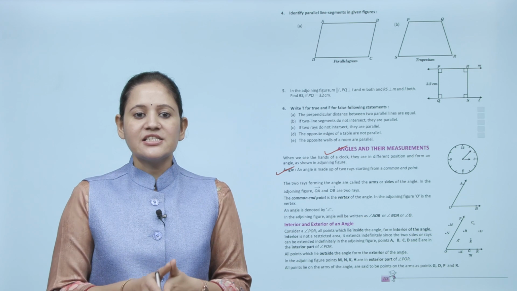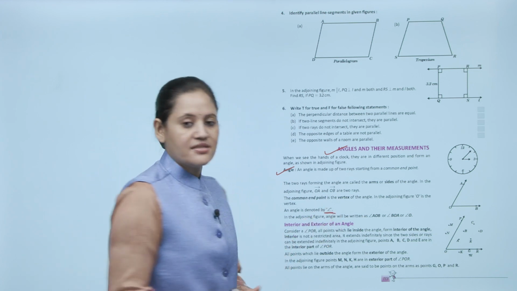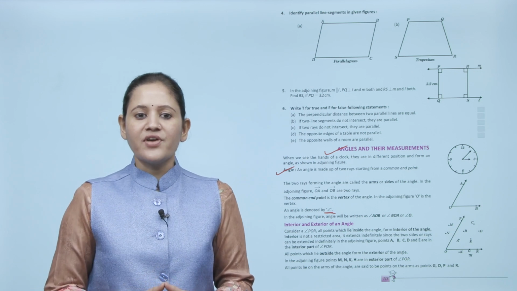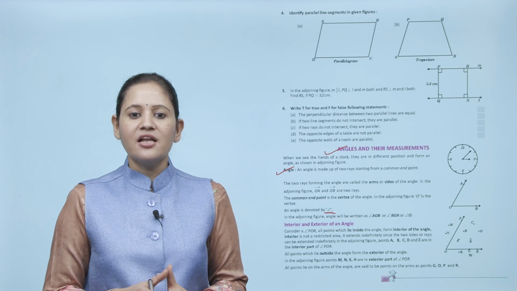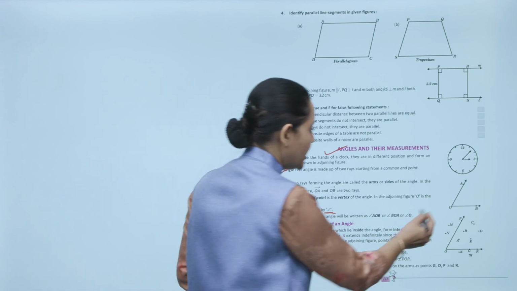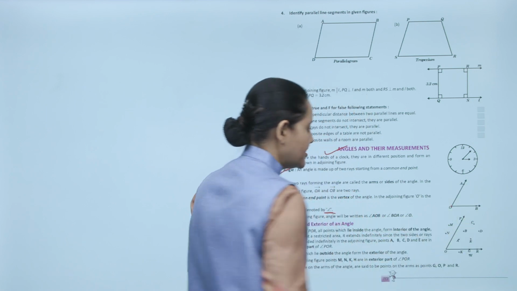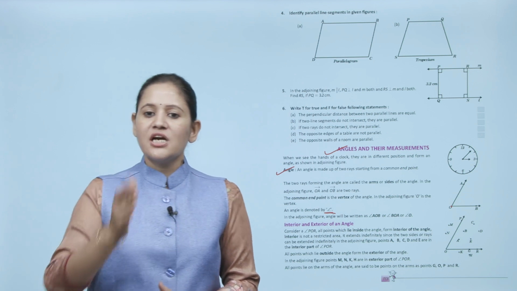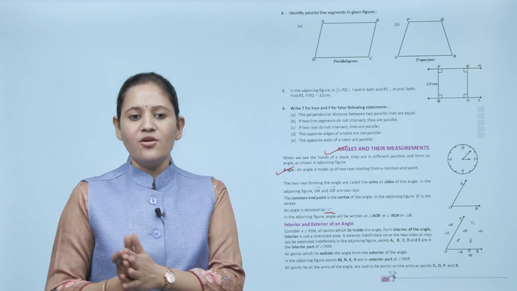An angle is denoted by this. In the adjoining figure, the angle will be written as angle AOB or angle BOA or angle O. So, the 2 rays are OA and OB and the common vertex is this O. The angle will be AOB, or you can write BOA, or simply you can write angle O.